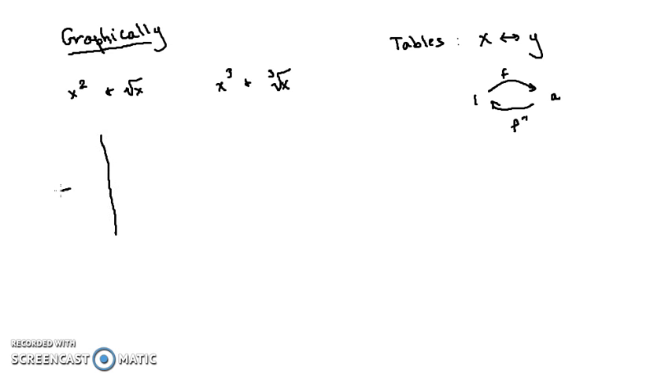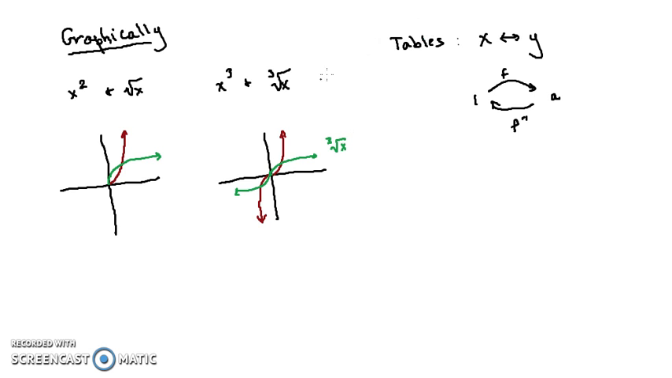So let's just remember what these look like. For x squared, we're only going to be able to look at one side of the graph. So half of a parabola, remember we kept saying half of a parabola on its side, this is y. So half of a parabola and the square root. And then let's look at x cubed and cube root. Remember, x cubed looks like this, and the cube root looks like this. This one's the cube root, and this one is the cube.